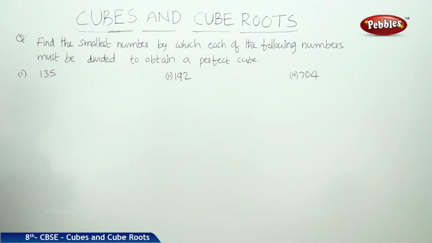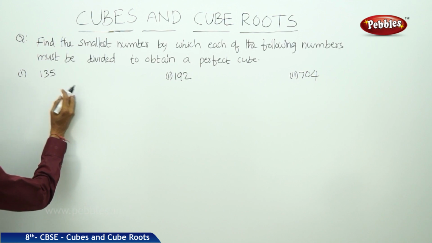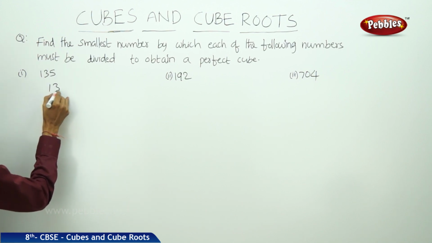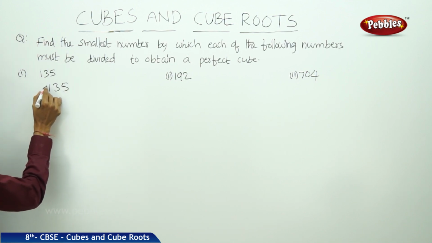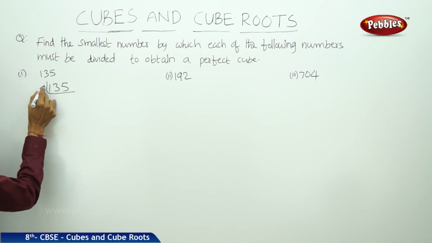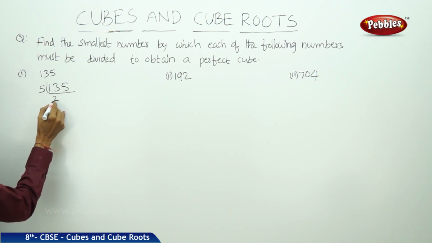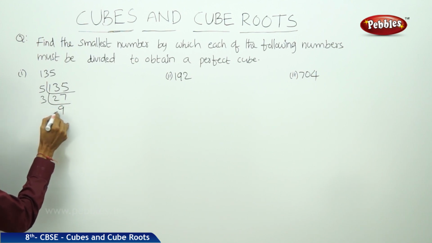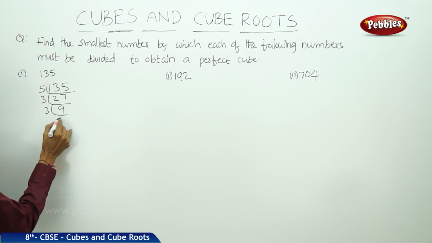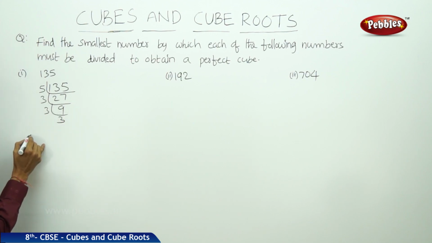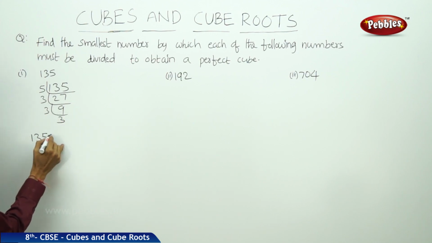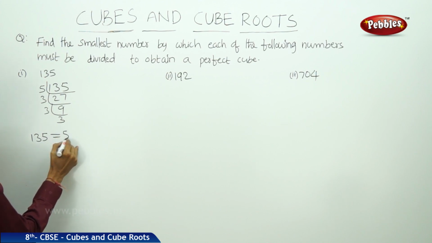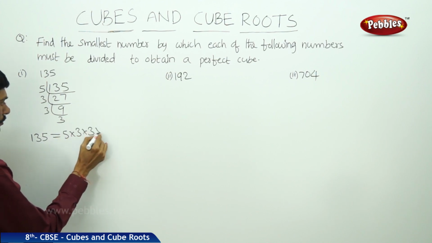Find the smallest number by which each of the following numbers must be divided to obtain a perfect cube. Now let us take the first question, 135. So first we will factorize 135 in the 5 table. 5 2s are 10, 5 7s are 35. Here 3 9s are 27, 3 3s are 9. Now when you factorize 135, we are getting the prime factors as 5 into 3 into 3 into 3.